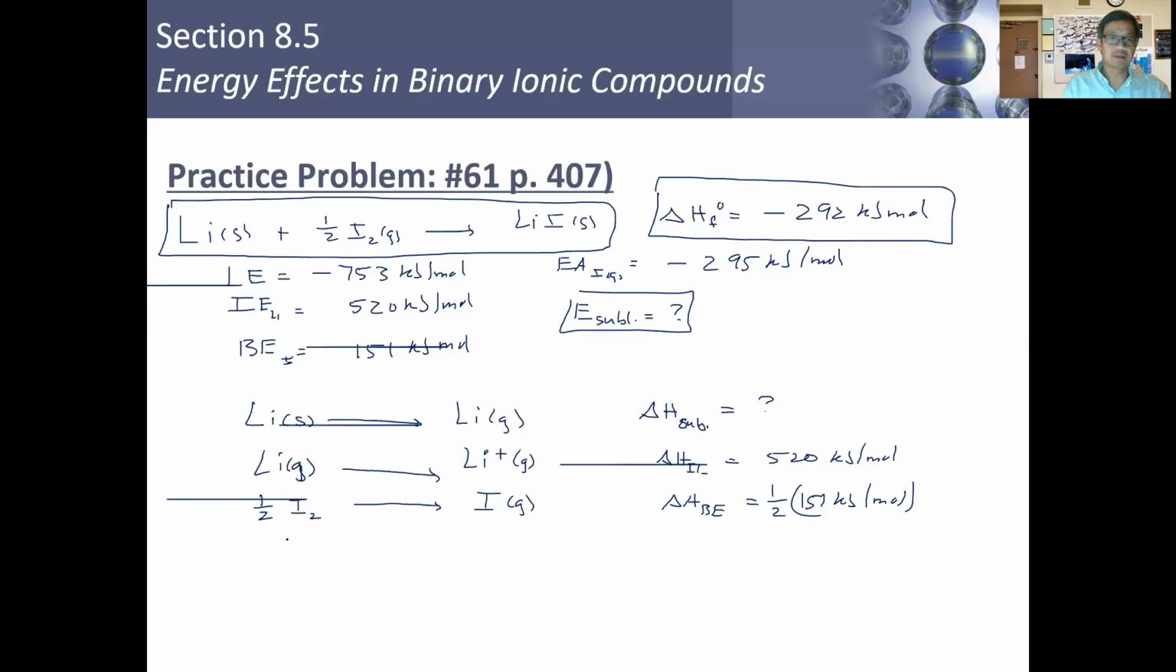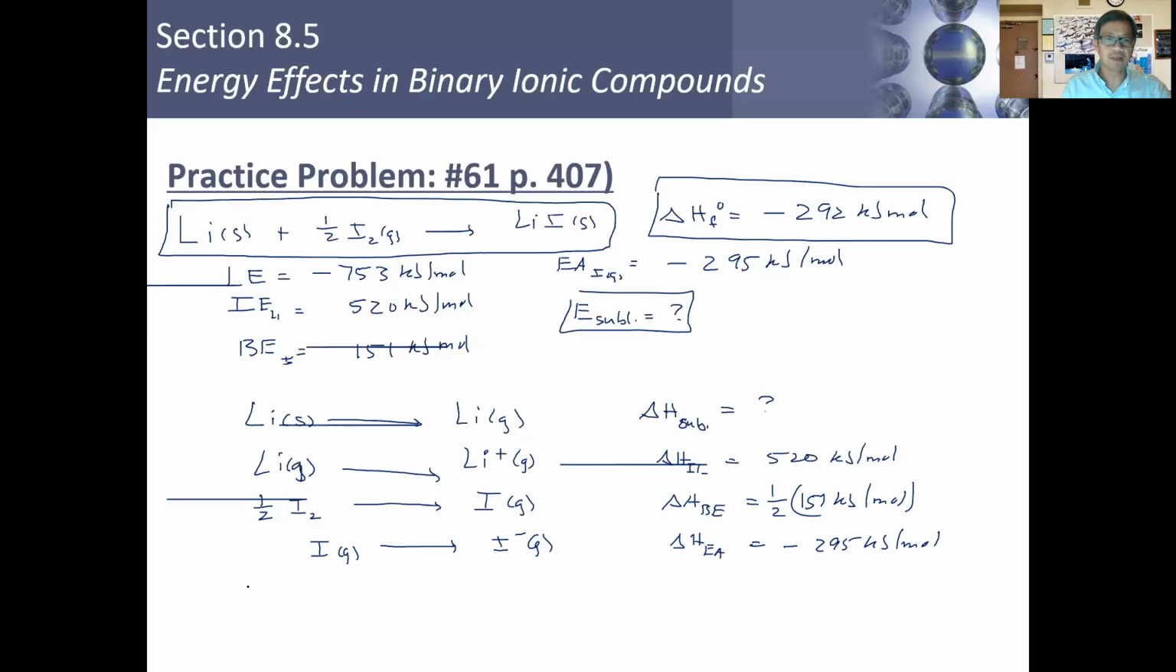And then the next step is we need to ionize the iodine atom, which means that it has to pick up an electron. So this is going to be the electron affinity energy, which is what we have right here. That's the electron affinity for iodine, and that's going to be a minus 295 kilojoules per mole.